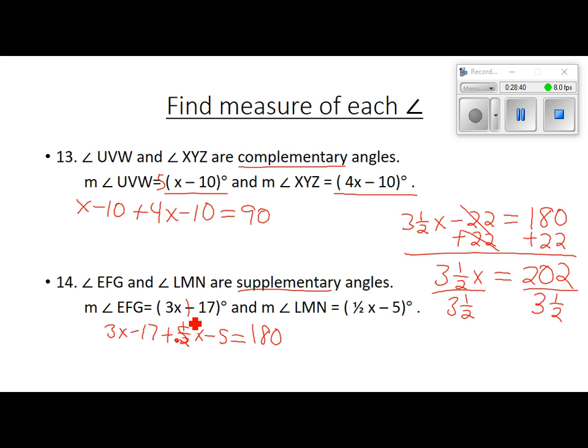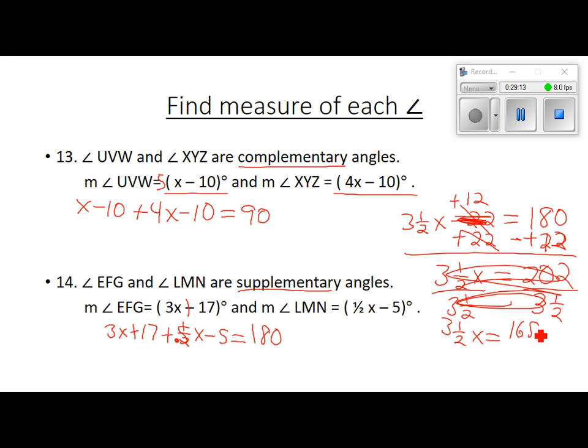Yep. Oh, that would change things. So that's supposed to be a plus there. Positive 17 and negative 5. That's going to make that a positive 12. Then we're going to subtract 12 on both sides. Get rid of all this. I thought Dawson was wrong and I had it messed up. So we're going to subtract 12. 180 minus 12 is 168.